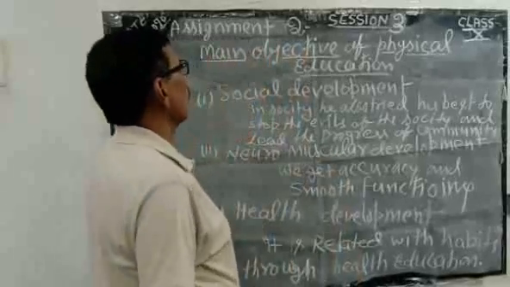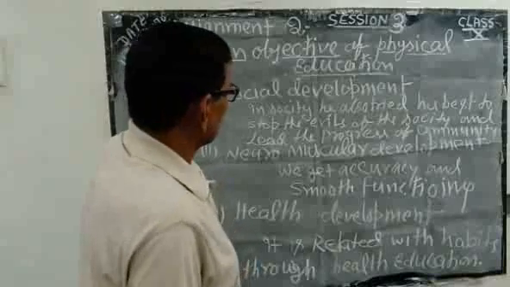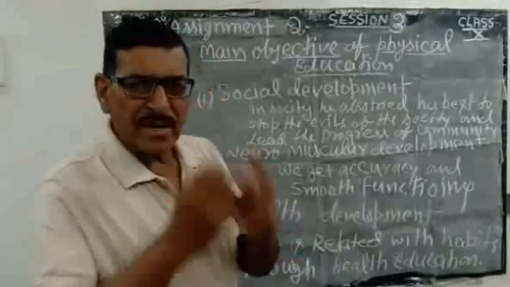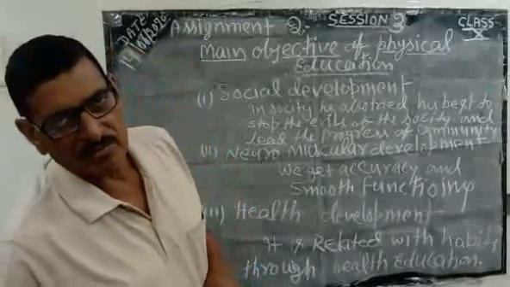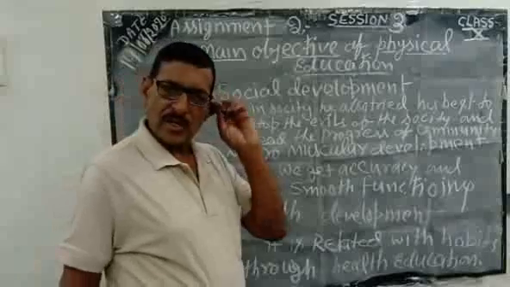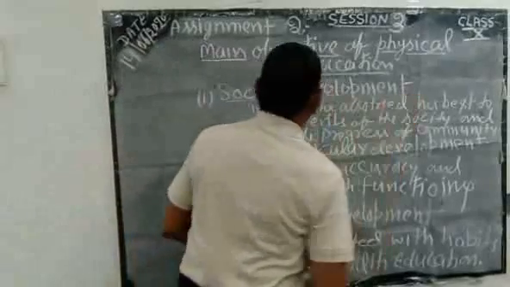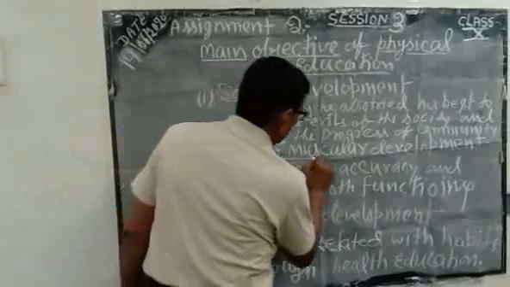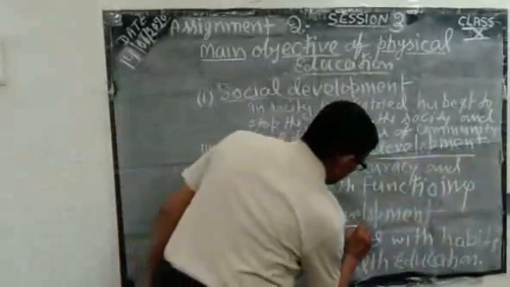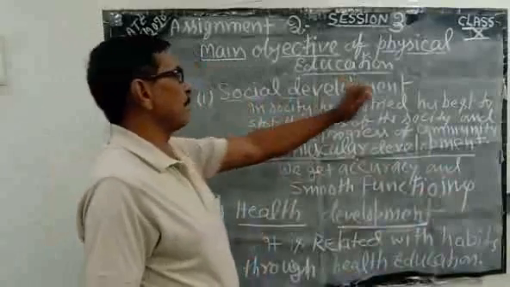Now, children, I am going to explain the main objectives of physical education. Children, physical development, mental development, psychological development, and emotional development, I have explained in the previous class. But now, I am going to explain social development. Second, neuromuscular development. And third, health development. Now, children, we will consider social development.